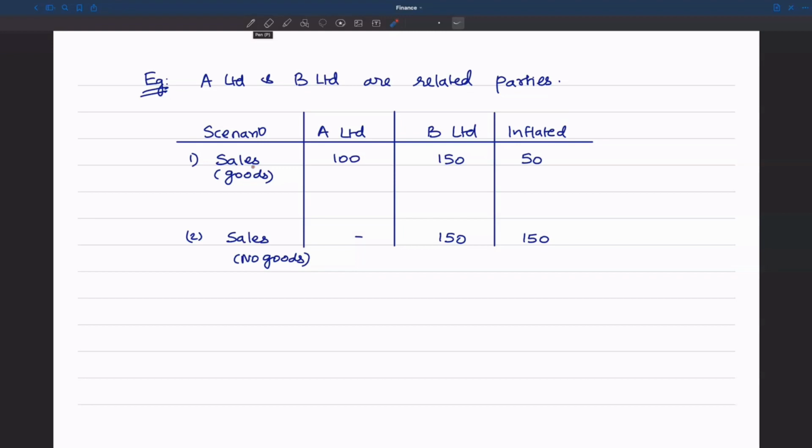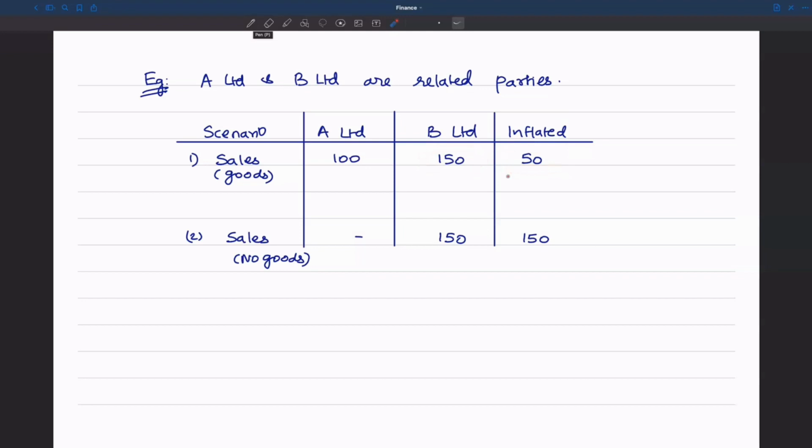Let's see all those. So here A Limited and B Limited are related parties. A Limited is selling some goods to B Limited. Normally they will sell it for 100 only. Okay, let it be 100 million. But since B Limited is a related party, and to take advantage of something, they are invoicing this 100 million as 150 million to B Limited. So what happened? Normally it is 100 million, but because they are selling it to B Limited, they have inflated it to 150 million. It means it is inflated by 50 million.